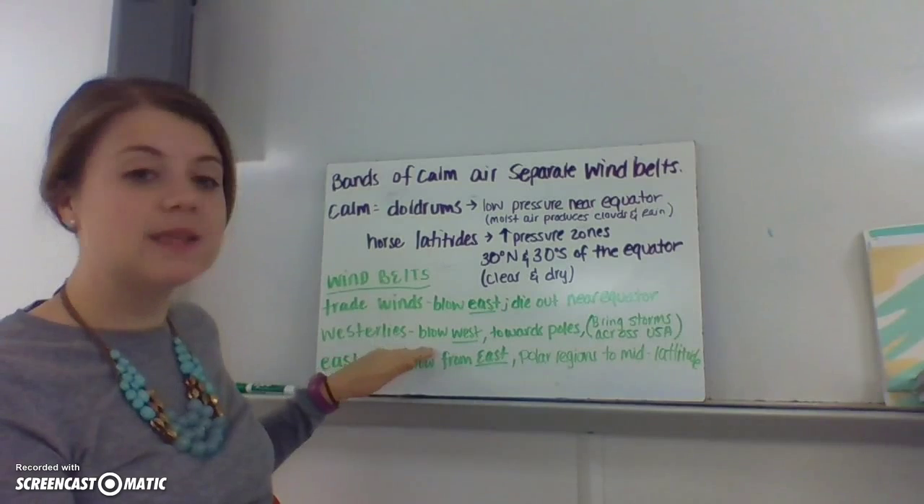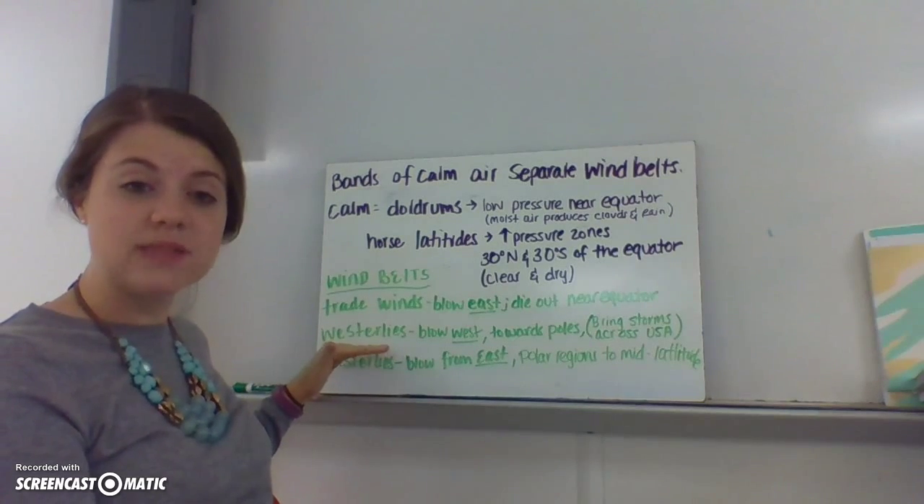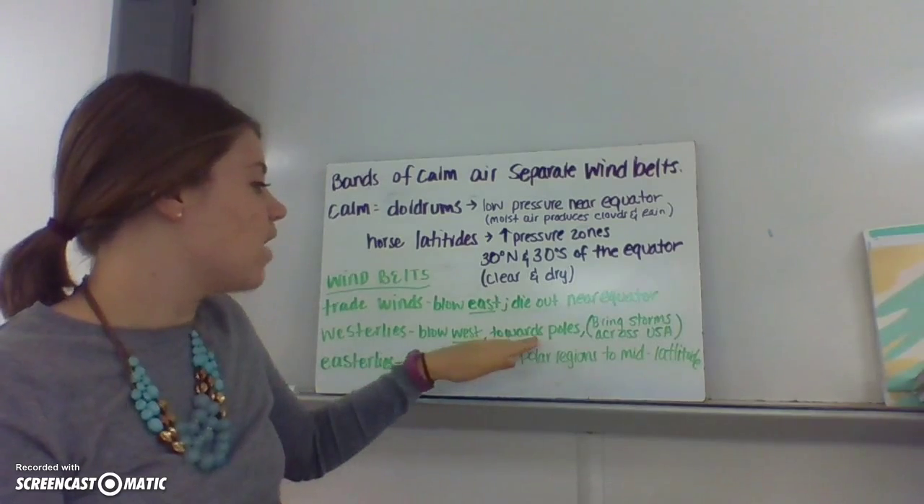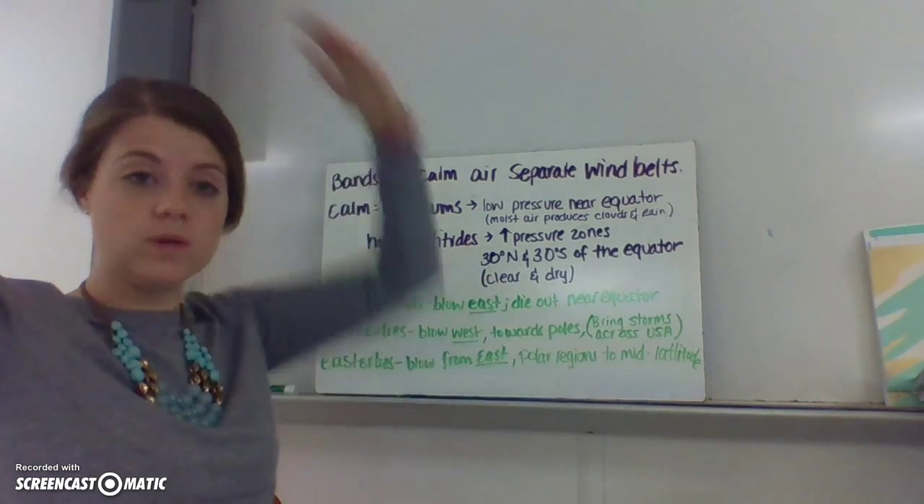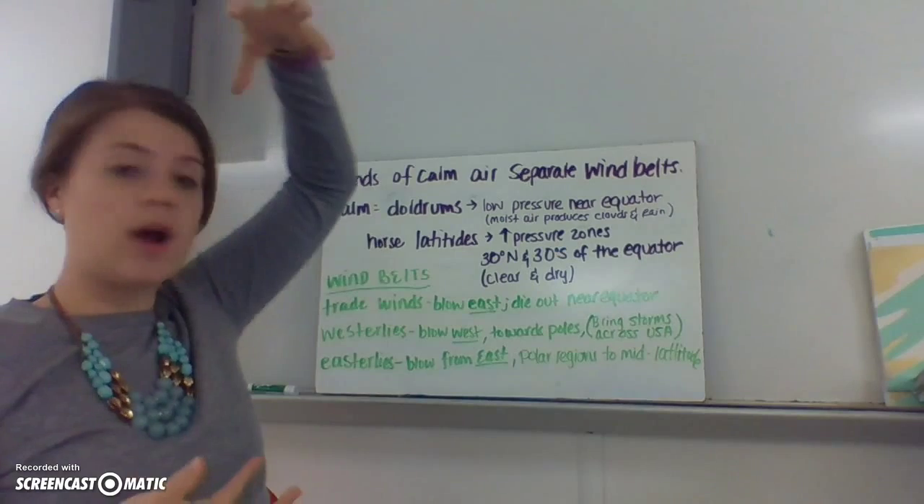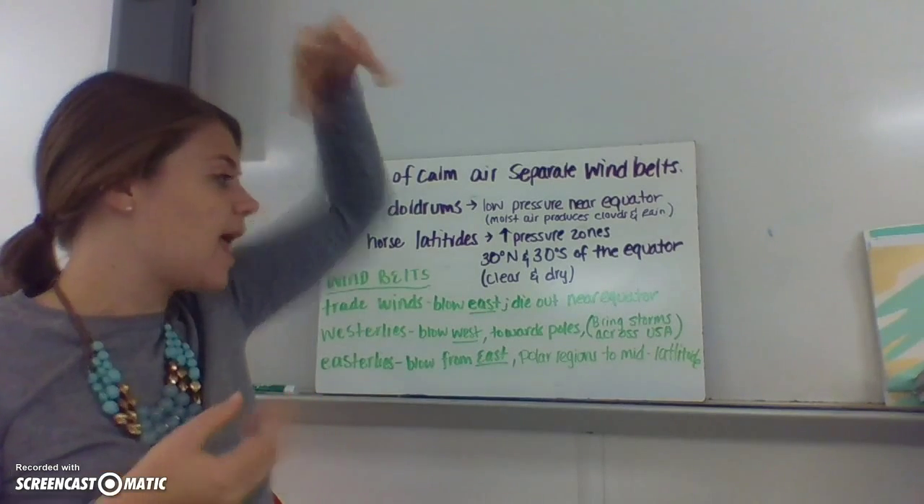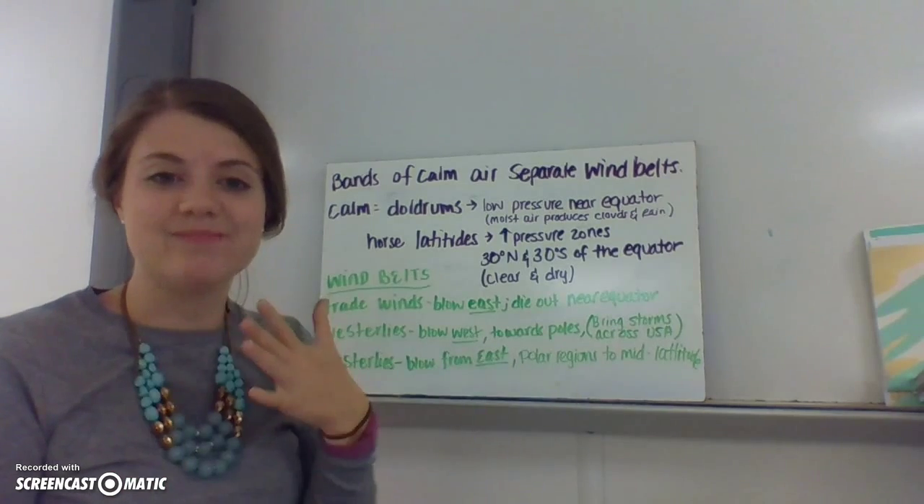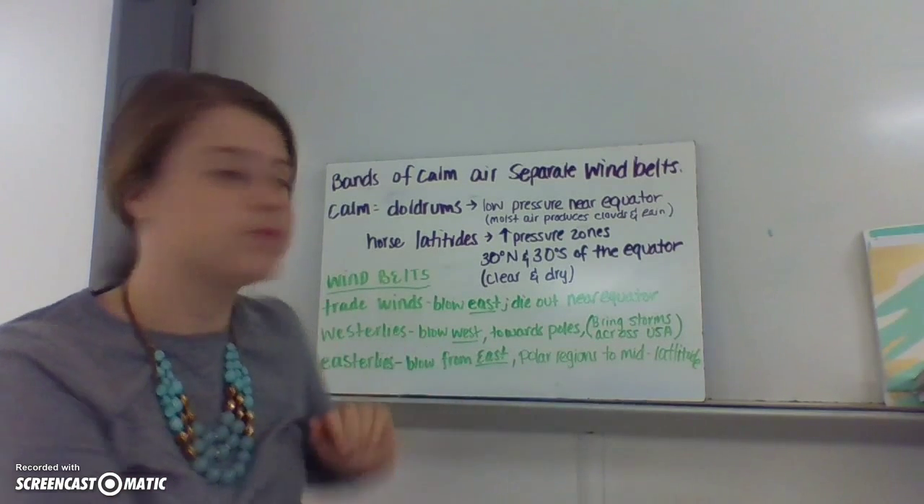Next, we have the westerlies. The westerlies, just as their name states, blow west, and they blow towards the poles, so the top and bottom of our globe, and this is what brings storms across the USA. All right, and we're going to look at that as well.